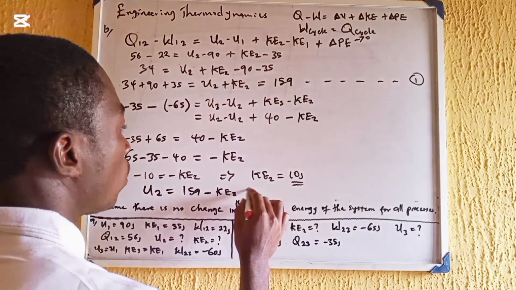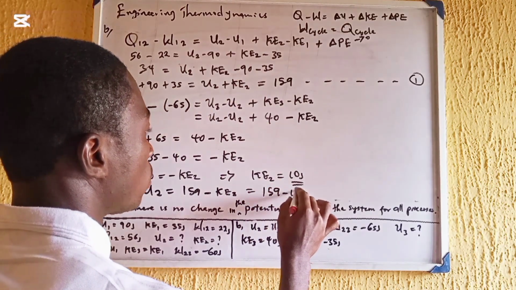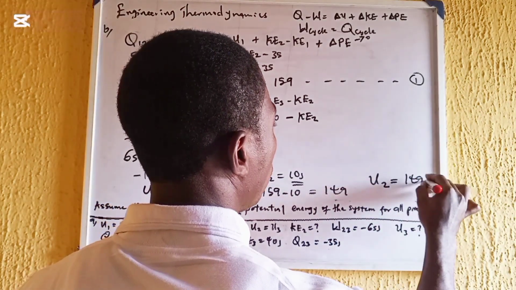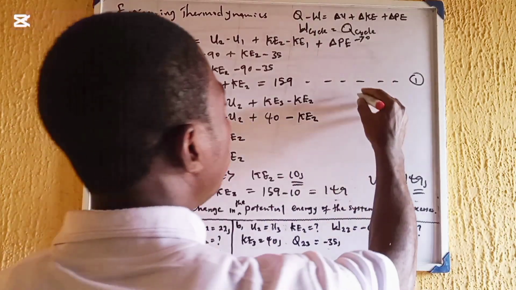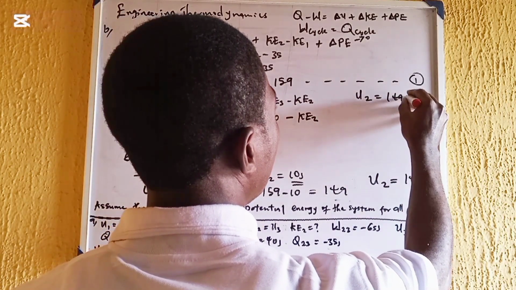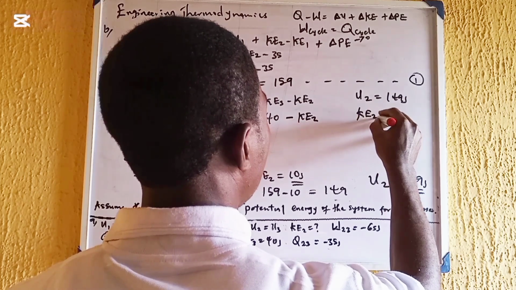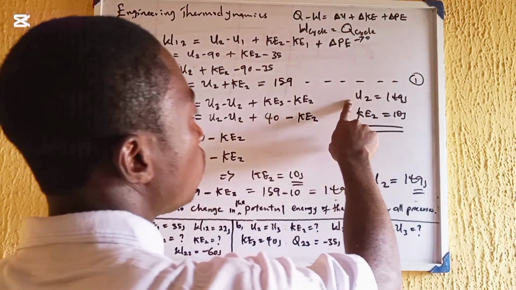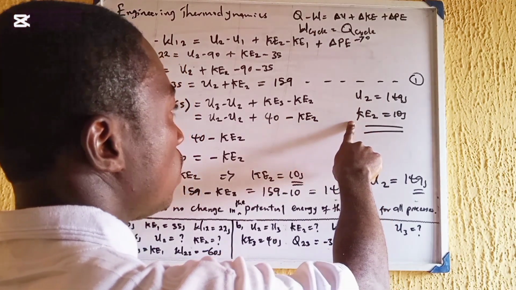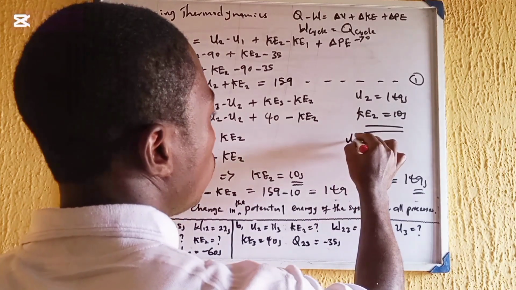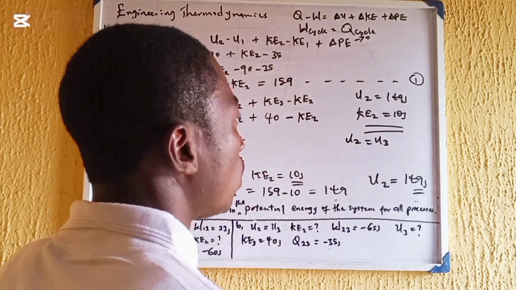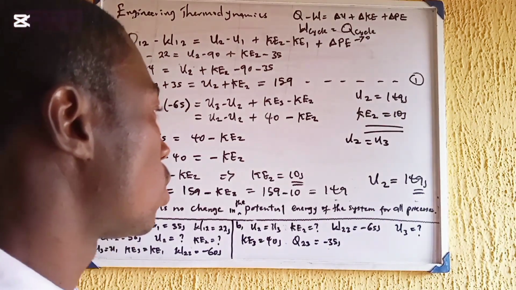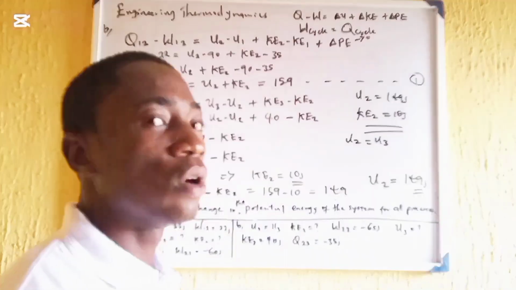Here's our KE2, which is equal to 159 minus 10, which is equal to 149. So U2 is equal to 149 joules. So finally we have U2 equal to 149 joules and KE2 equal to 10 joules. So here we have our answers for part B. U2 is the internal energy at state 2. KE2 is the kinetic energy at state 2. U2 is equal to U3. So U3 is also 149 joules. Remember the assumption that there is no change in the potential energy of the system for all processes.